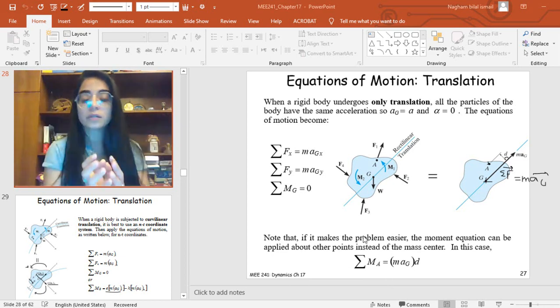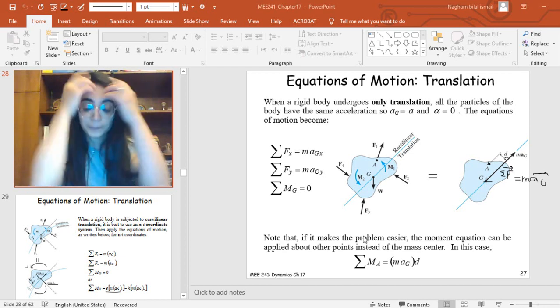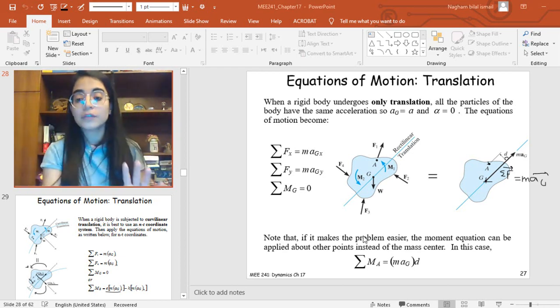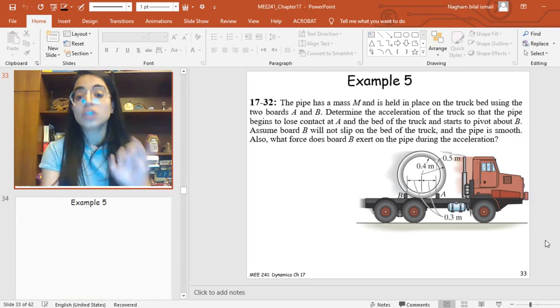all the forces around this point A, or in other words, we know that the resultant force is equal to m a_G, so we can multiply m a_G by the distance from this resultant force to this point A. Now, in this video lecture, we're going to talk about kinetics of a rigid body, but in rotational motion.